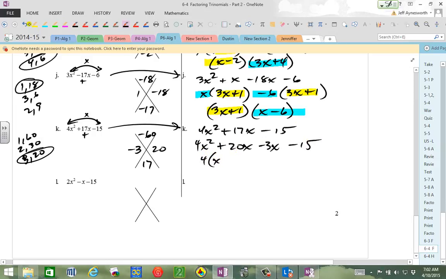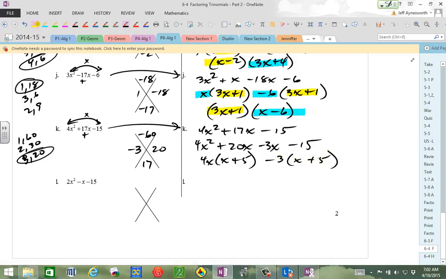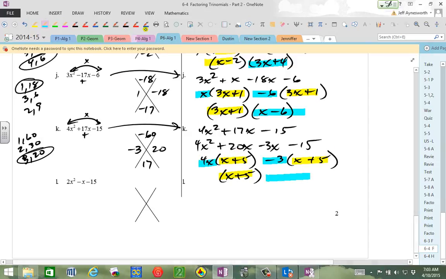Factor out the 4x. Factor out the negative 3. I see an x plus 5 in common. So you start off with that. So we have x plus 5 times the remaining terms, 4x minus 3. All right, last one, give it a shot.